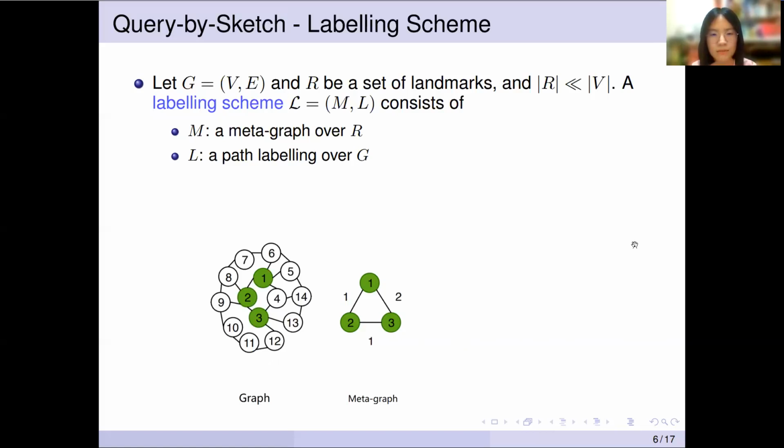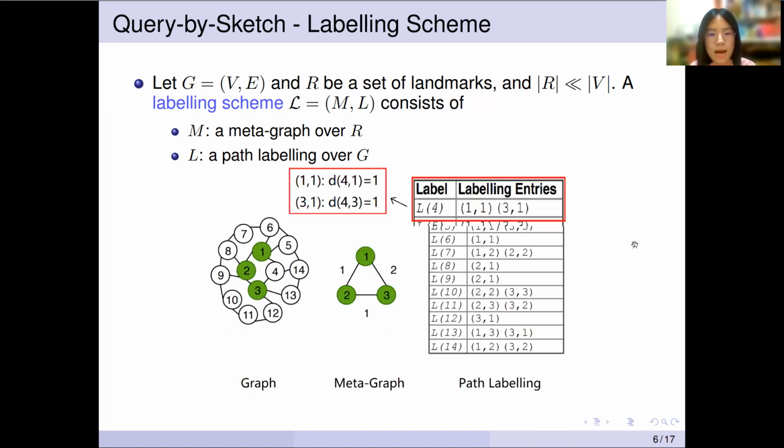This labeling consists of two parts. The first part is a metagraph, which compactly represents the shortest paths between landmarks. The metagraph is a weighted graph. Each edge represents the shortest path between landmarks in the original graph, and the weight of the edge is the length of the shortest path. In this example graph, we select vertices in green as landmarks, and here we have a metagraph. The edge 1, 3 is assigned a weight 2, since the shortest distance between 1 and 3 is 2.